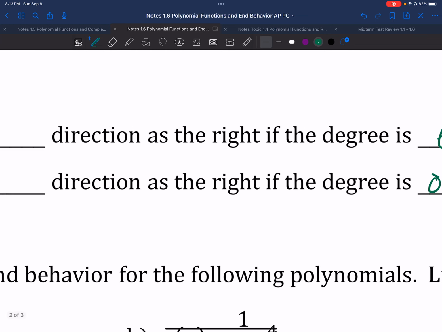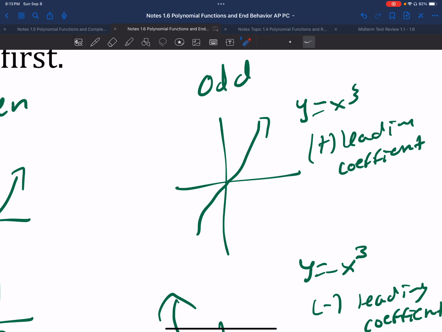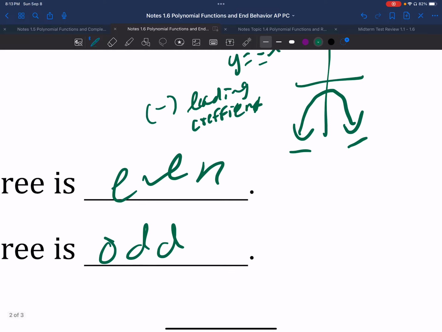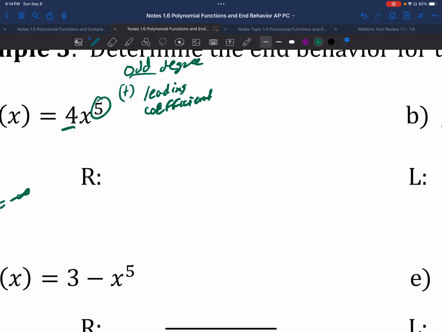So the limit as x approaches negative infinity for f of x is going to be negative infinity. And then going back to the graph for the same picture, the limit as x approaches positive infinity, again, I can see it is increasing without bound. So it's going to be positive infinity. So the limit as x approaches positive infinity for f of x is also positive infinity.